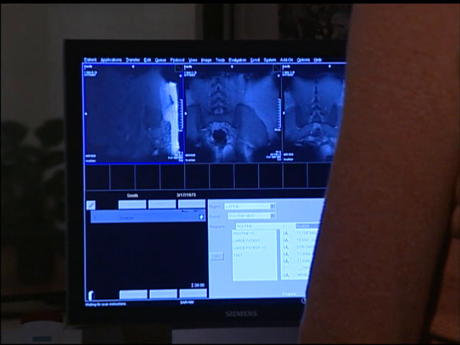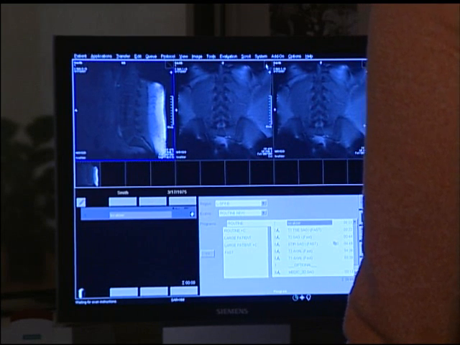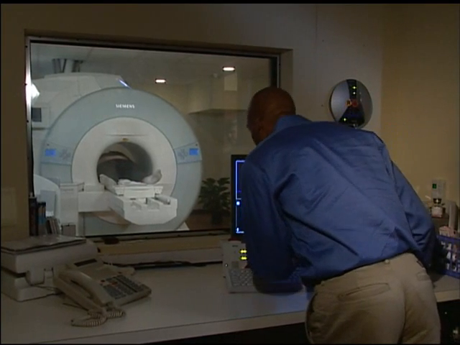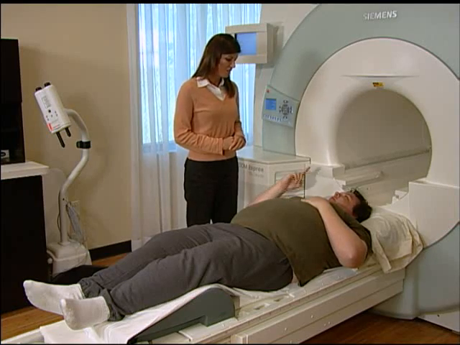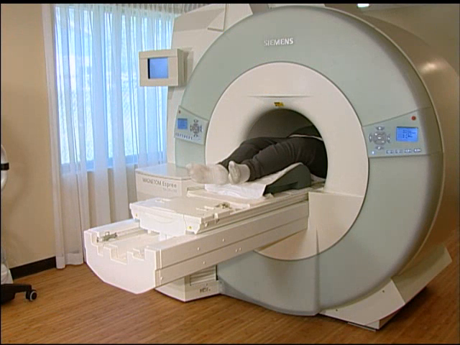During this time, a series of images will be taken. Each set of images requires several minutes to complete. An intercom system keeps you in two-way communication with the trained medical professional performing your exam, the MRI technologist. How are you doing in there? I'm doing good. It is very important that you remain still while the images are being acquired. You'll know that an image is being acquired when you hear a knocking sound.